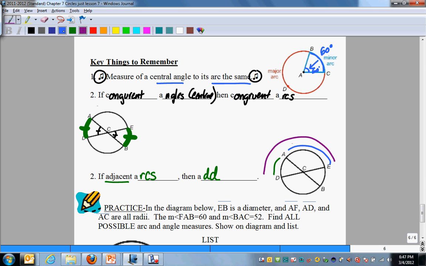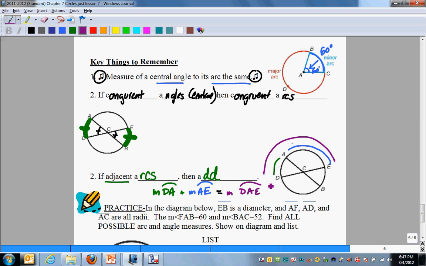For example, we can say the measure of arc DA, notice the little m in front of it means measure of, in degrees, plus the measure of arc AE, notice again the little m, equals the larger arc, and in this case it's a semicircle, so we're going to use the measure of arc DAE. Little arcs add up to big arcs. Little arcs add up to big arcs.